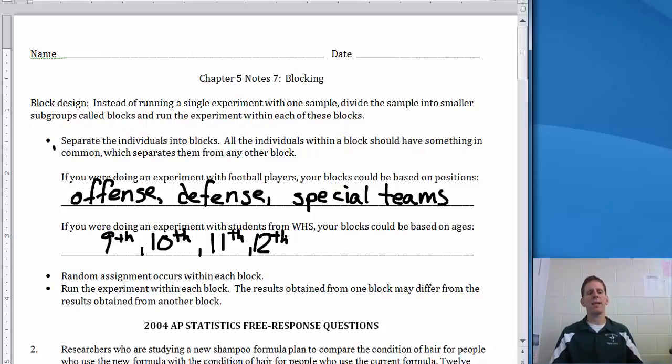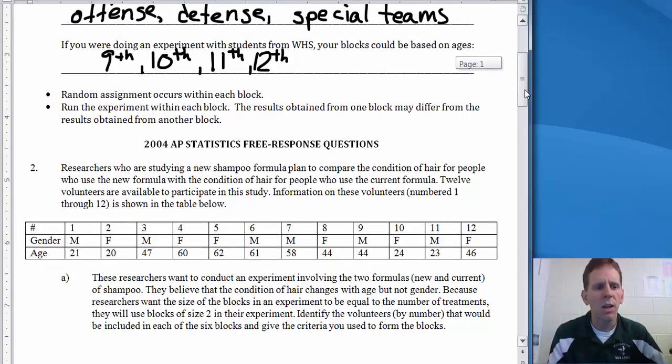So when you run a block design, the idea is you separate the individuals into blocks, you do random assignment within each block, and then you run the experiment within each block. And the results obtained from one block may differ from the results obtained from another block. This will make more sense when we take a look at this example from the 2004 AP exam.